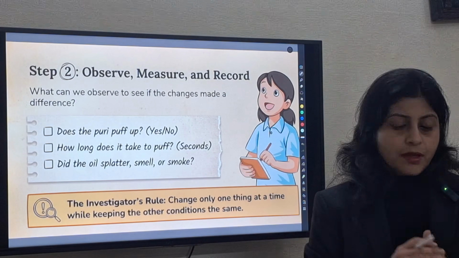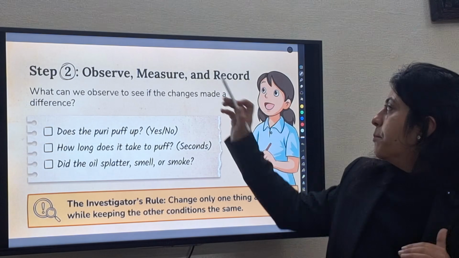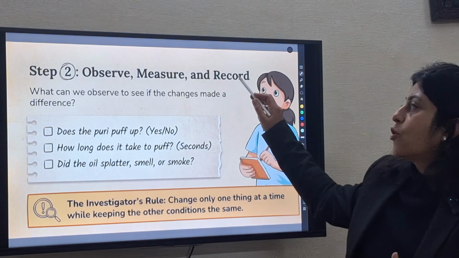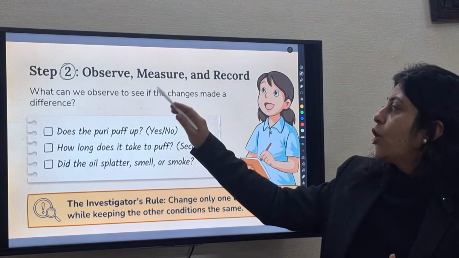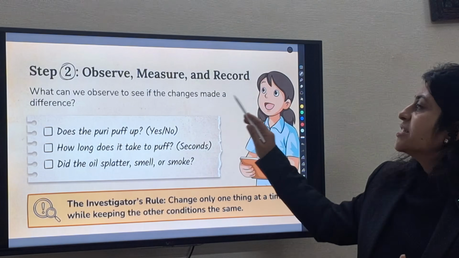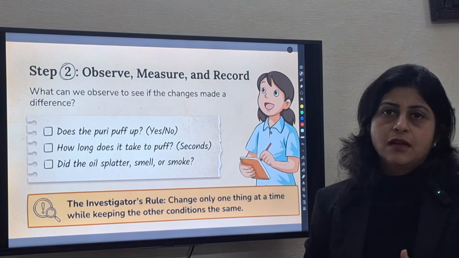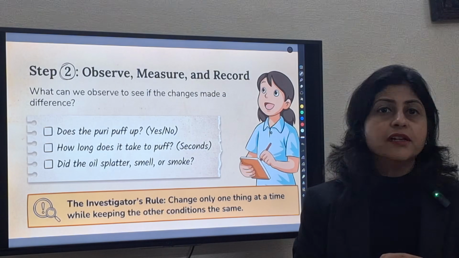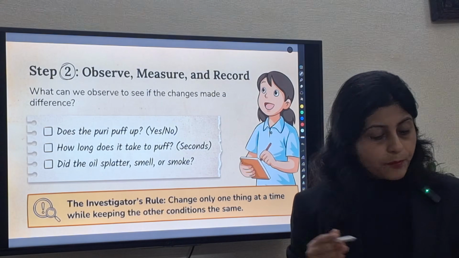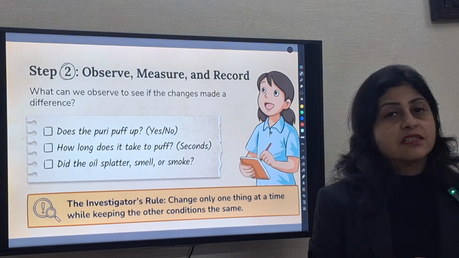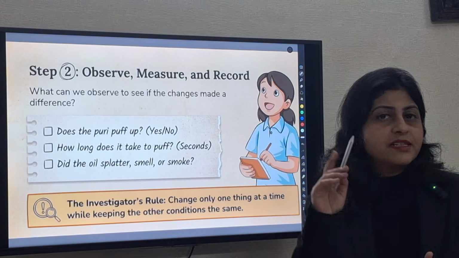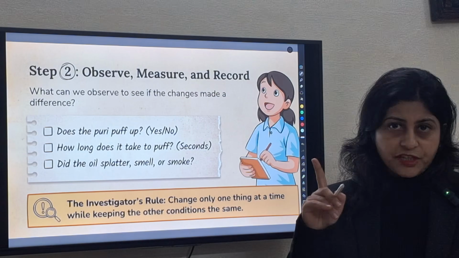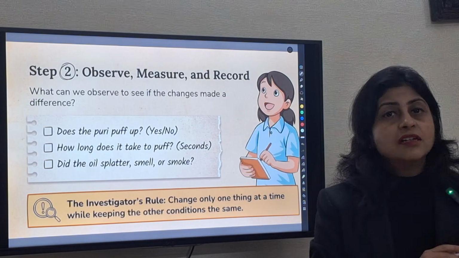Step 2: Observe, measure and record. What can we observe to see if the changes made a difference? How are we going to see whether the changes we made made some difference or not? Yes. So number 1, does the puri puff up? If, for example, we changed one factor out of them, what would be the result of it?